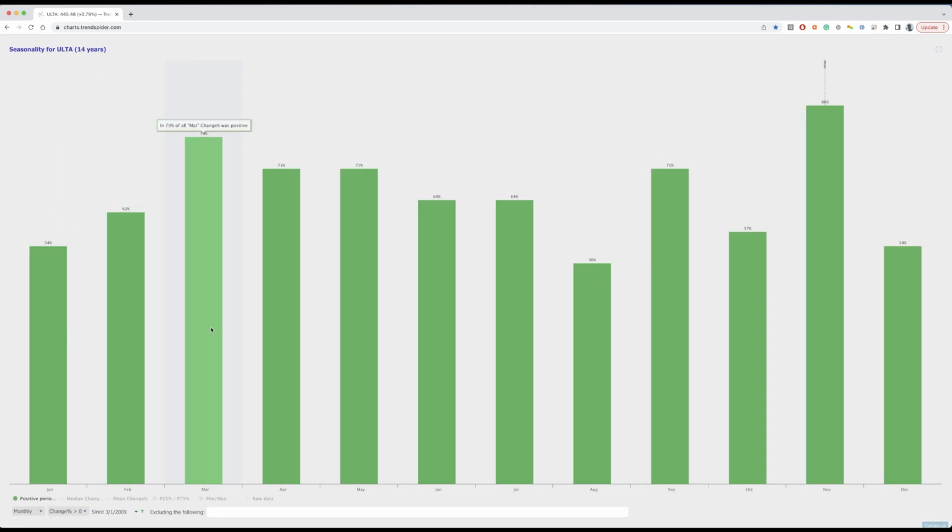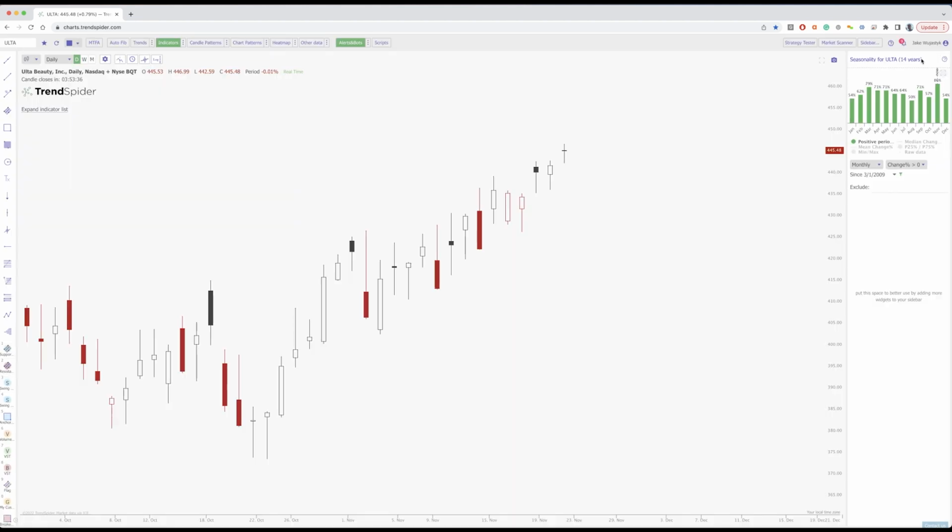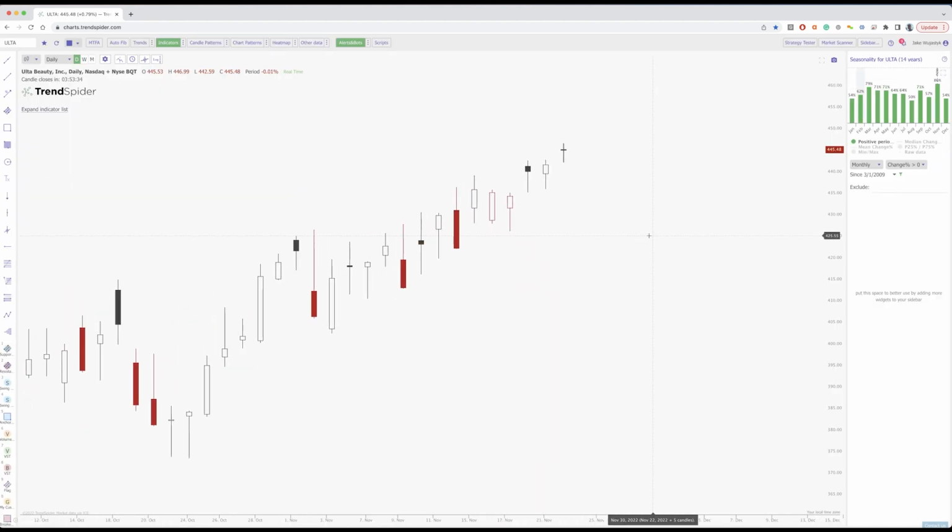So these percentages are essentially win rates. In this case, you can see November has an 86%. That means that 86% of the time, November has a higher monthly close than October. And then you can see here for August with the 50%, that means that only 50% of the time, August closes higher than July. So definitely one of the weaker months. So this will give you an idea of, from a seasonal perspective, is there a particular month of the year that performs better than another month?